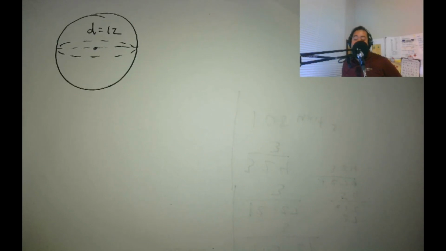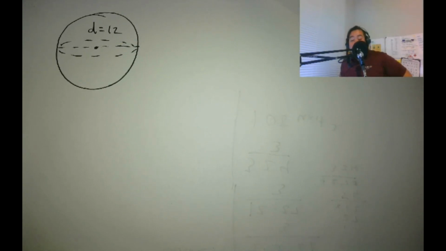Alright, so in this example, I have a sphere. But in this sphere, instead of having the radius, I'm having the diameter shown. So it's not going from the center to the edge, it's going from edge to edge in a straight line. So I'm trying to figure out the volume.